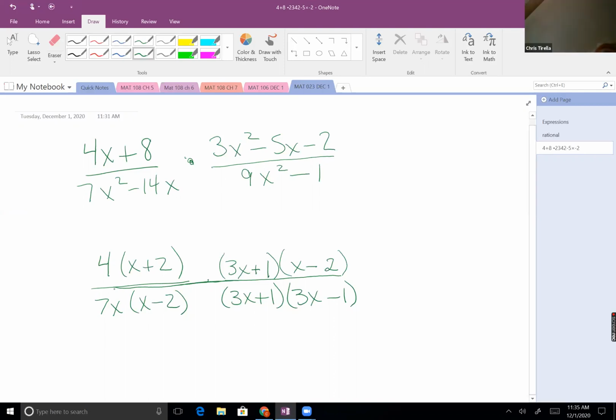I don't know if you noticed the order in which I did it, but honestly, when I do these, that top one I do think is the most involved to factor. So I did it last. First fraction, we've got a common factor of 4, 4 times x plus 2. Denominator, we have a common factor of 7x, 7x times x minus 2. Then I looked at this denominator, 9x squared minus 1, and I see two terms with a minus sign. So I see it as the difference of squares, 3x plus 1, 3x minus 1.